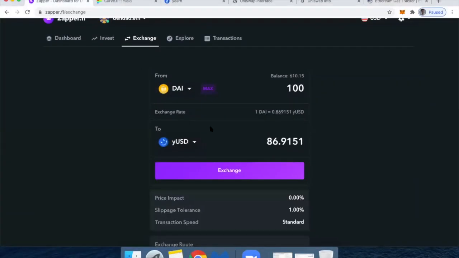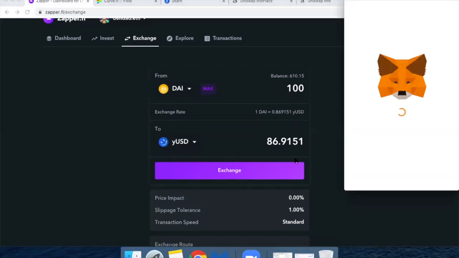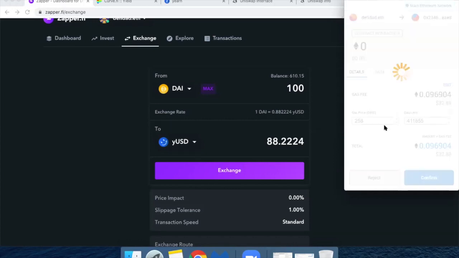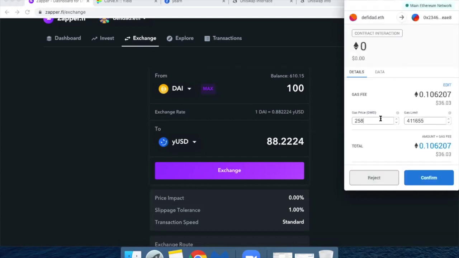So I go back to Zapper. I can click exchange. Now, so far, we've paid about $2 to $3 in gas for that approval transaction. And then this is going to be a maximum of, let's go ahead and put in 258. But at 258, it's going to be a maximum of $36 of Ether.